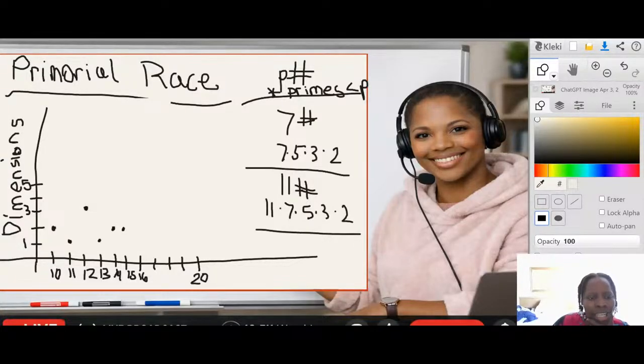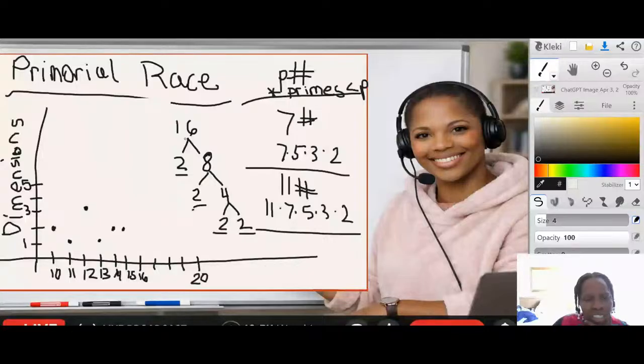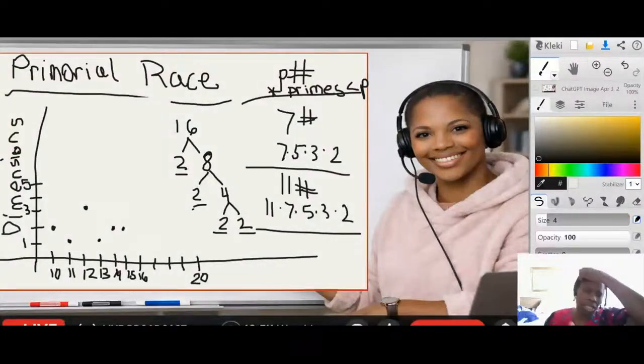Okay, so 16, let's go back to black. Let's look at the factor tree for 16. It's even, so one of the factors is 2. It's 2 times 8, right? Because half of 16 is 8. And then 8 is 2 times 4. And then 4 is 2 times 2. Okay, so we can't break it down anymore. So it's 1, 2, 3, 4. It's in the fourth dimension because it's 2 times 2 times 2 times 2.